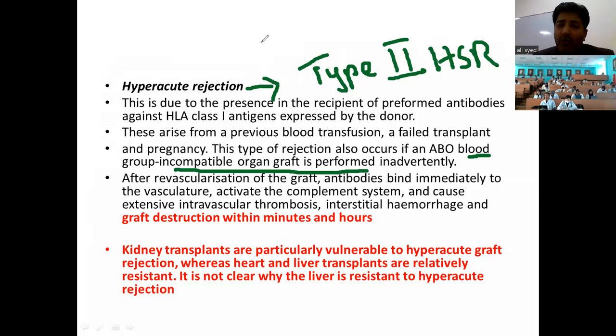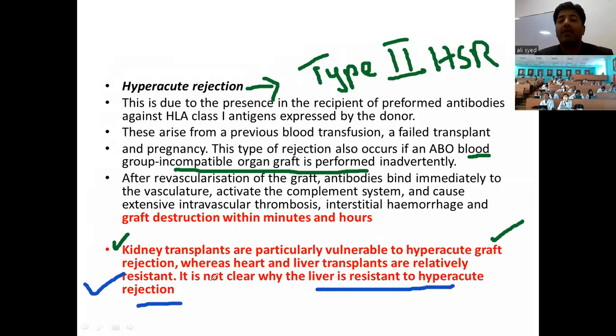And a very important point which you all must remember is that kidney transplants are vulnerable to hyperacute rejection, whereas, now see here, heart and liver transplants are relatively resistant. It is not clear why the liver is resistant to hyperacute rejection.